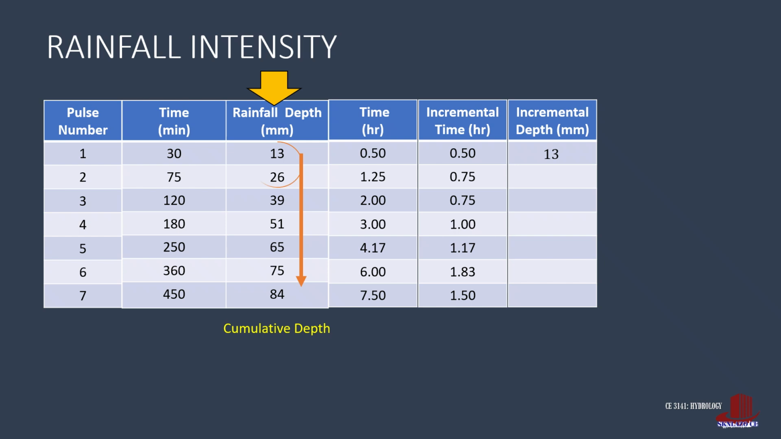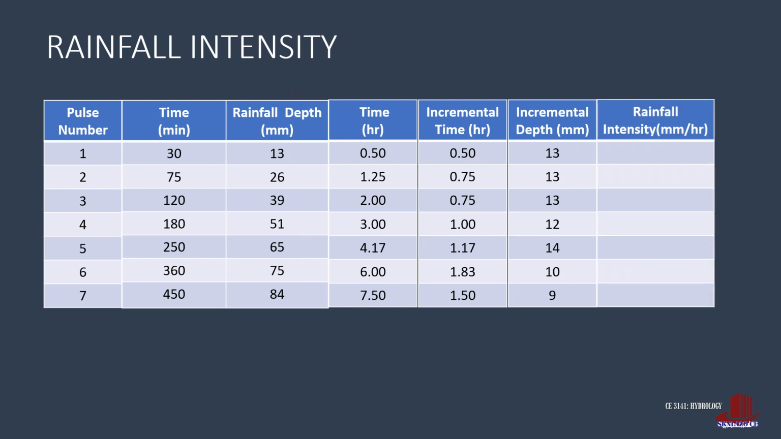Then 26 less 13 is 13 also, with 39 minus 26 as 13 again. 51 minus 39 is 12, followed by 65 minus 51 as 14. Next, there is 75 minus 65 as 10, and 84 minus 75 is 9. We have now the numerator for the rainfall intensity.